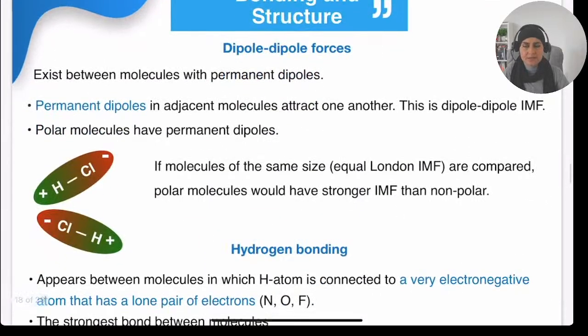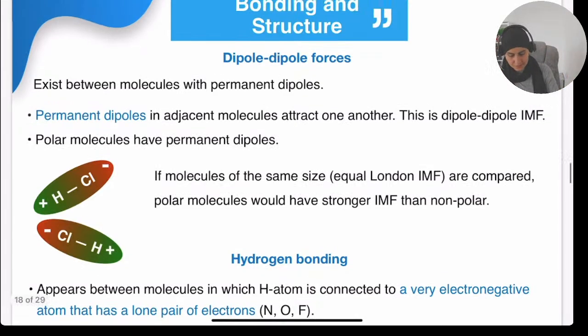The next one is dipole-dipole forces, meaning permanent dipole forces. This intermolecular force exists only between molecules with permanent dipoles, between polar molecules. Again, very straightforward. Permanent dipoles attract each other, and the attraction between the permanent dipoles is your intermolecular force. What's important here is that if you have two molecules of approximately equal size, but one is polar and the other is non-polar, then the one that is polar would have overall stronger intermolecular forces.